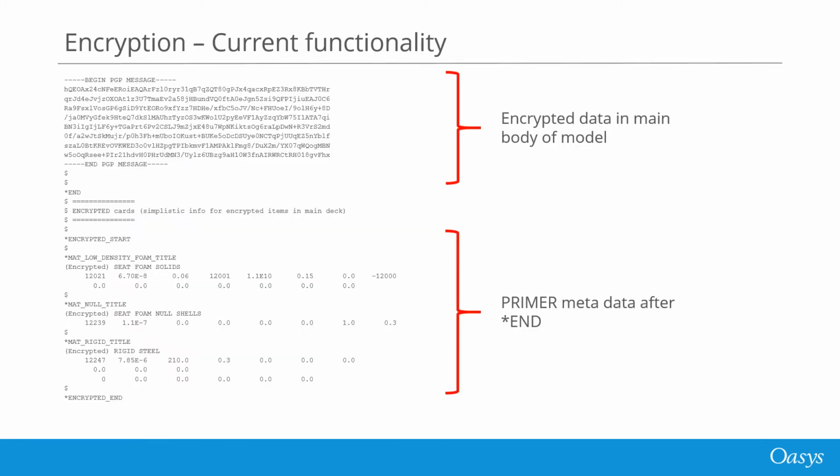To help tackle some of the issues I've mentioned, particularly when working with materials that are fully encrypted, it's possible to create metadata that provides Primer with some basic material information. Primer can then use that information for its functionalities such as model check and mass calculations. So this information is stored after *END, so it's not used by LS-DYNA.